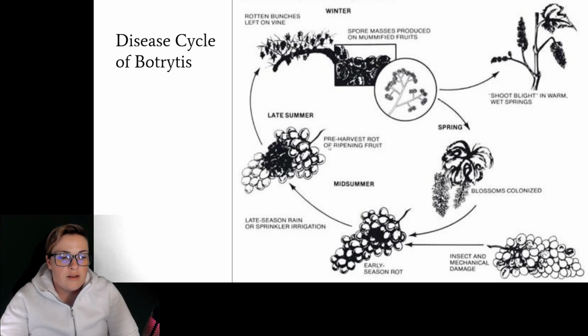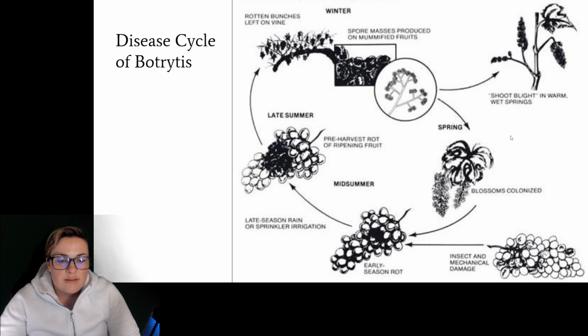Then you have pre-harvest rot of ripening fruit. So it's lots of sugar here, lots of rot forming. Then say the pickers decide not to take this off of the vine and just leave it. You have rotten bunches left on the vine. These will go into winter, and then they will produce mummified fruits. Then all of those spores will coalesce on that mummified fruit, and then in the springtime they will shoot out all those spores, and then you'll get shoot blight. So all of those spores that originated on rotting fruit come out and now attack the new growth that you have that following spring, right?